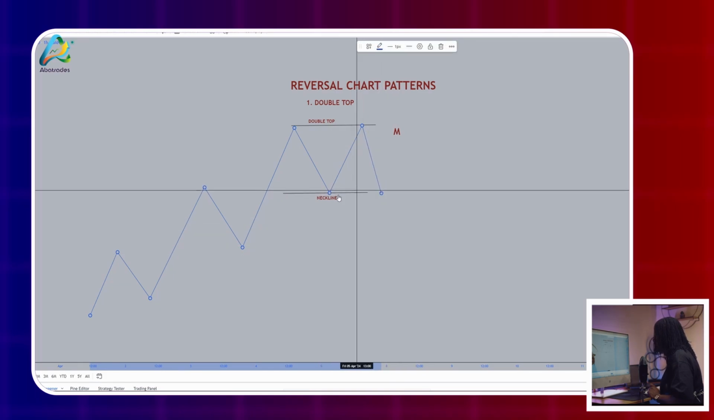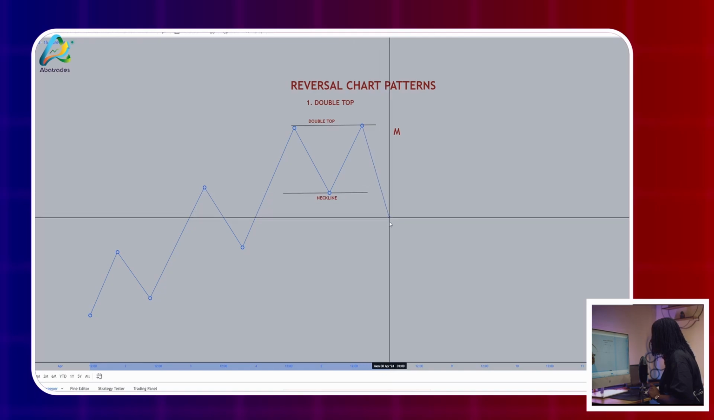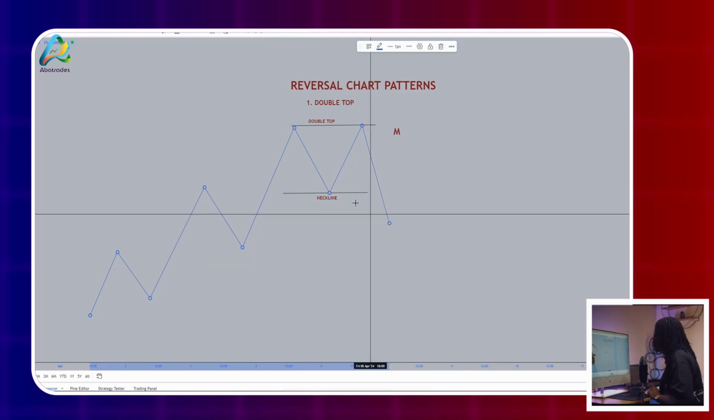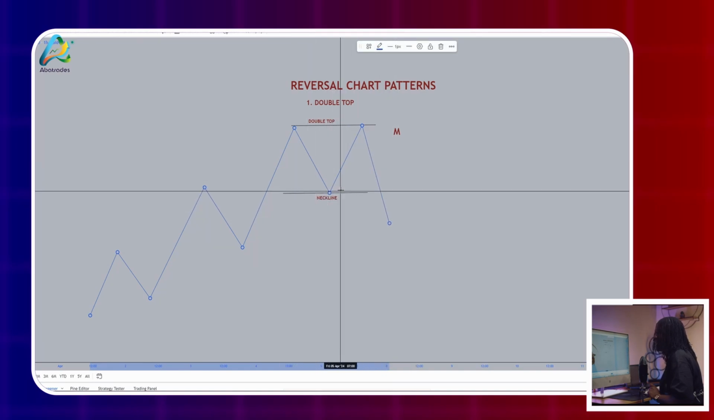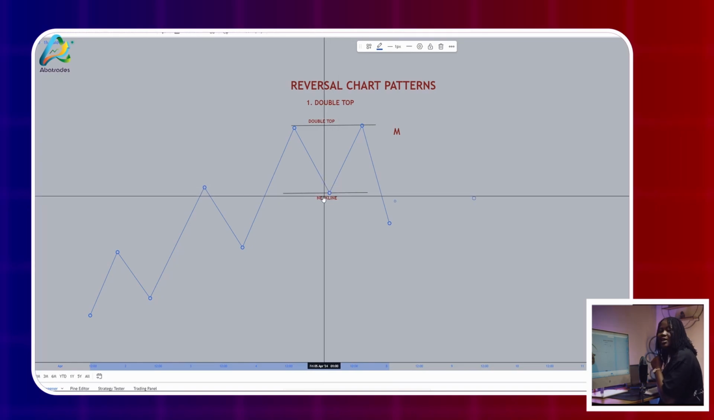Per market structure, it's still bullish until you have a break of structure here, which is this higher low right here. Then you can confirm that the neckline has been broken and there's a likely reversal to come into the market. So please take note of this.